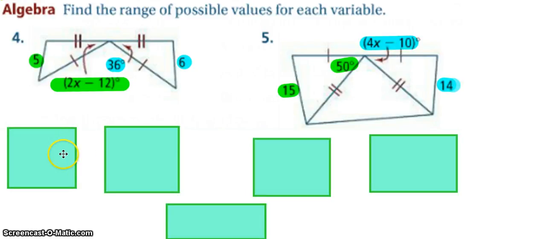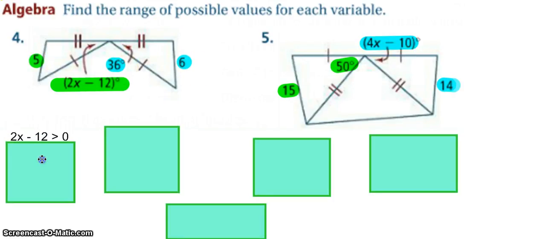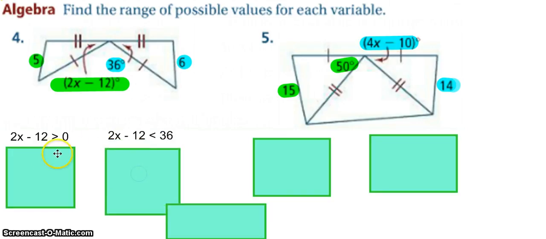Alright, let's look at finding the limits for number 4. So we know that we relate the two sides based off the hinge theorem. So 6 is going to be bigger than 5, so therefore 36 is going to be bigger than the 2x minus 12. So my two inequalities that I create is 2x minus 12 has to have a positive value, so it's bigger than 0.